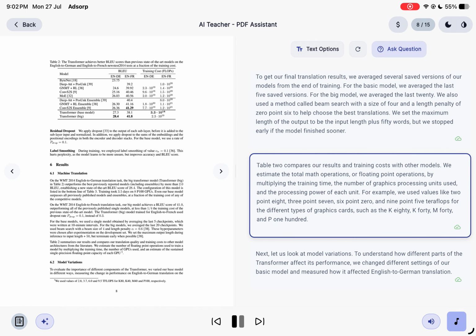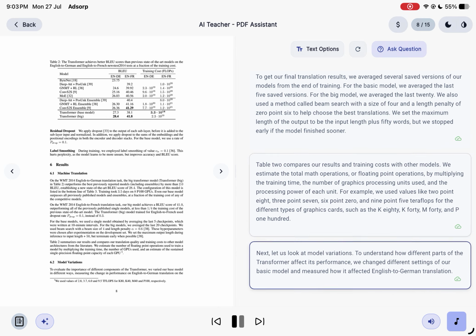We estimate the total math operations, or floating point operations, by multiplying the training time, the number of graphics processing units used, and the processing power of each unit. For example, we used values like 2.8, 3.7, 6.0, and 9.5 teraflops for the different types of graphics cards, such as the K80, K40, M40, and P100.